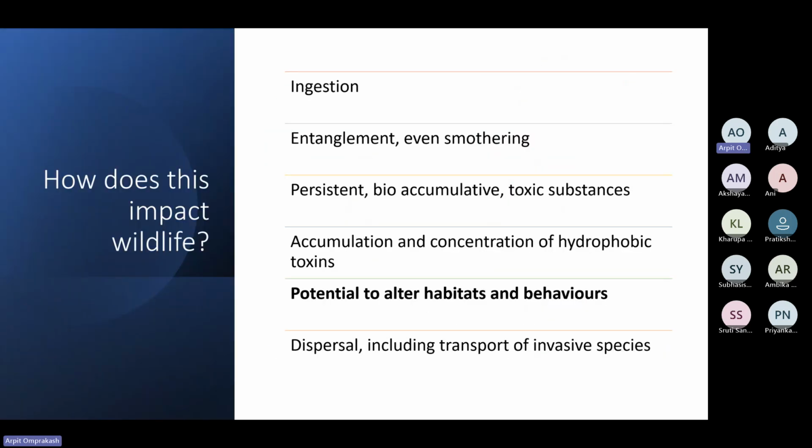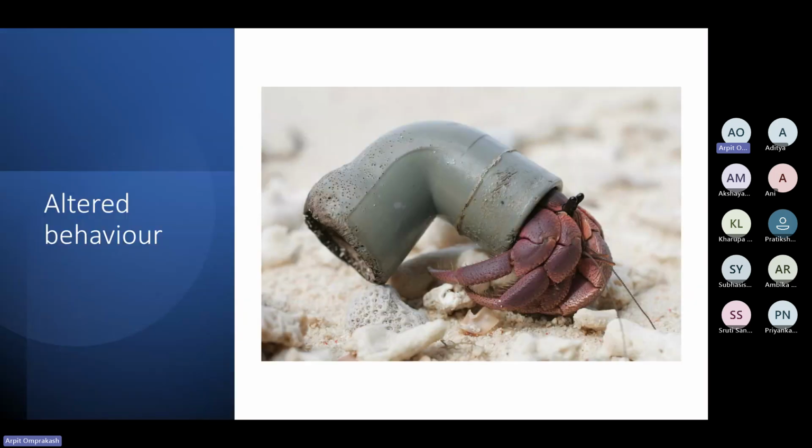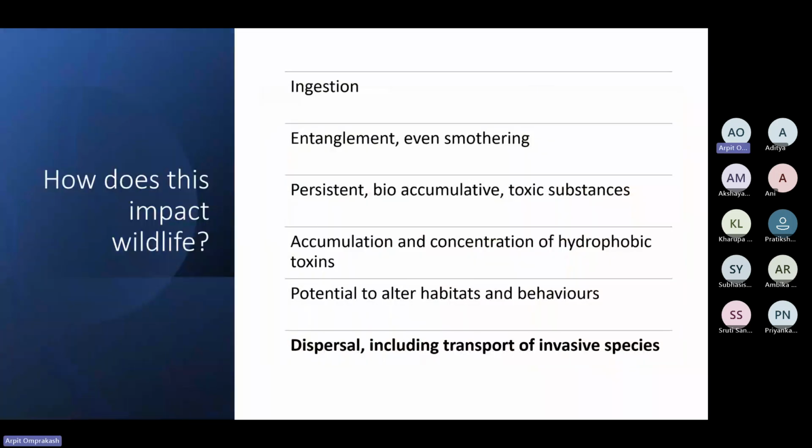Right. Then the next thing is the potential to alter habitats and behavior. As we saw before, the presence and availability of a lot of plastic in and around has altered the behavior of animals. For example, hermit crabs take up any plastic shell. Then there are seahorses which tie themselves to Q-tips or earbuds that are thrown into the ocean. So these alterations in habitat and behavior are one way in which plastics are impacting wildlife.